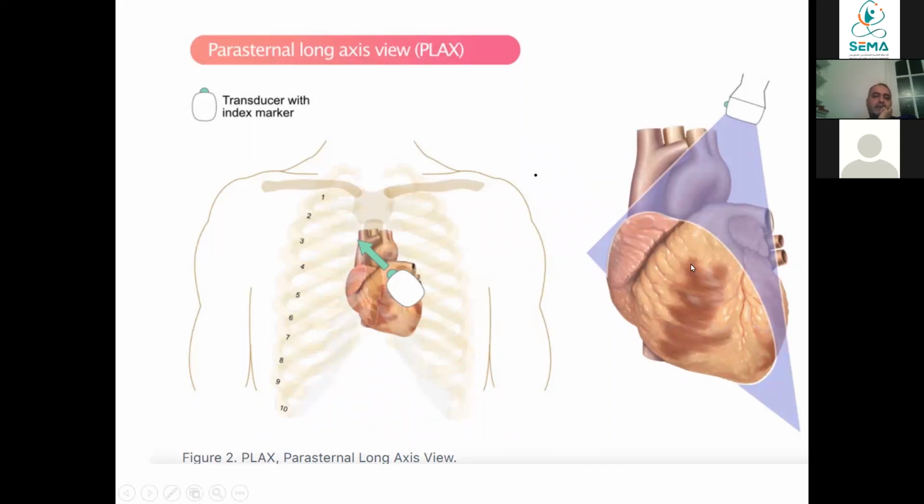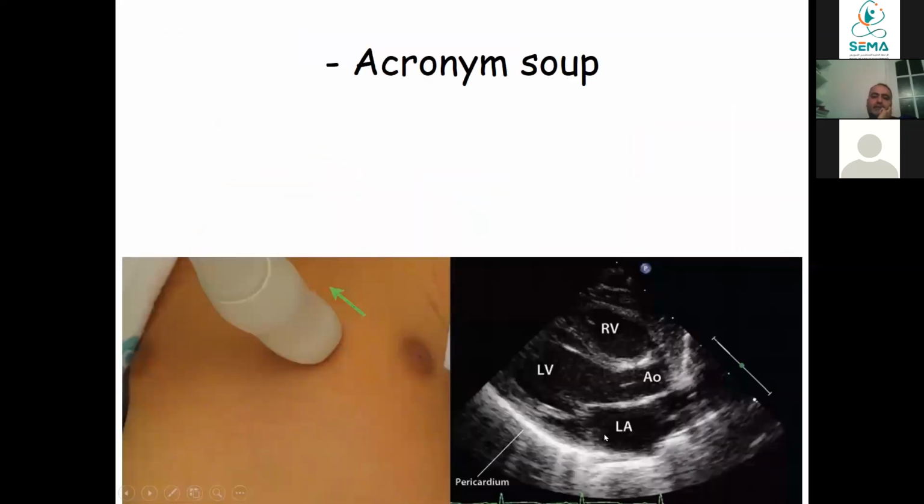So here in this picture, this cartoon shows how the marker goes to the right shoulder. So this is the marker to the right shoulder. Okay, this is to the right shoulder, the marker, and how you cut the view, and what will appear. It will appear right ventricle, aorta, and the aortic valve, aortic trunk, left ventricle, left atrium, and the mitral valve. And here showing where to put it and how to get it.